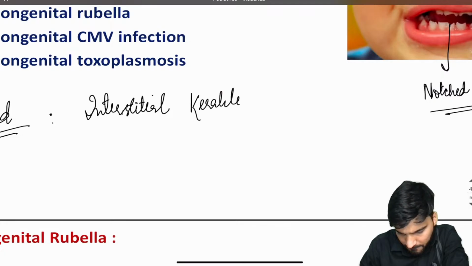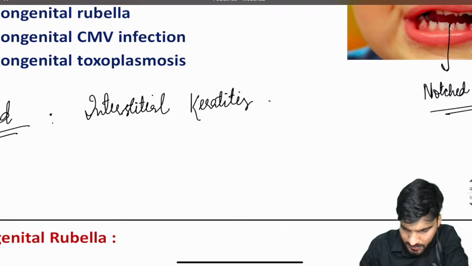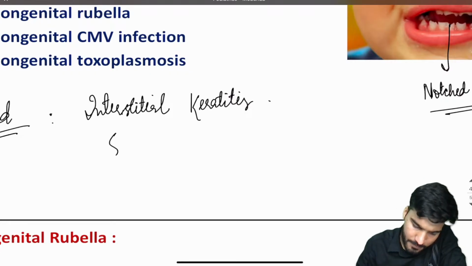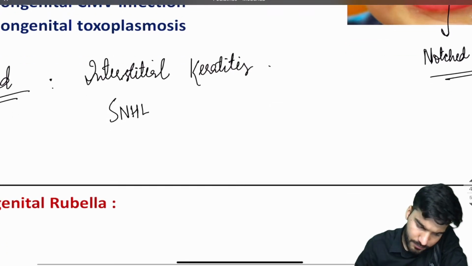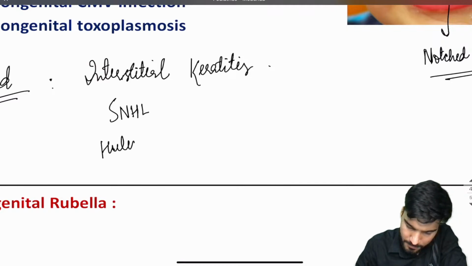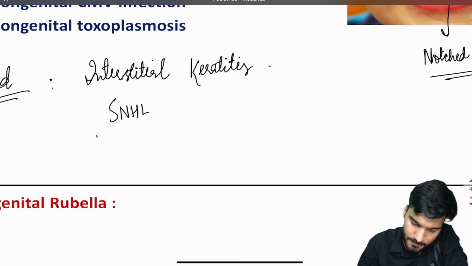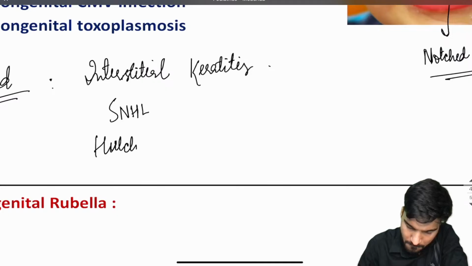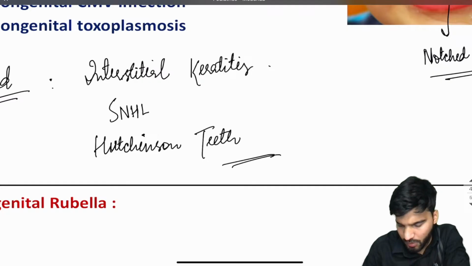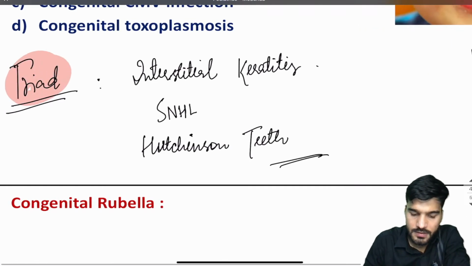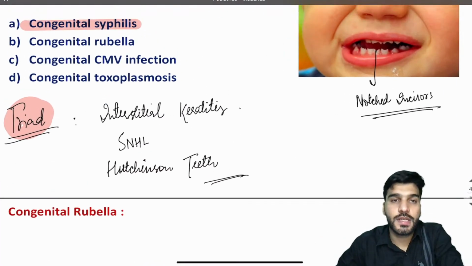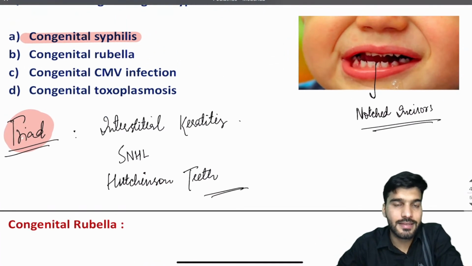Interstitial keratitis, SNHL, and one more, notched incisors, which is called Hutchinson teeth. Clear? We have notched incisors, interstitial keratitis, SNHL.